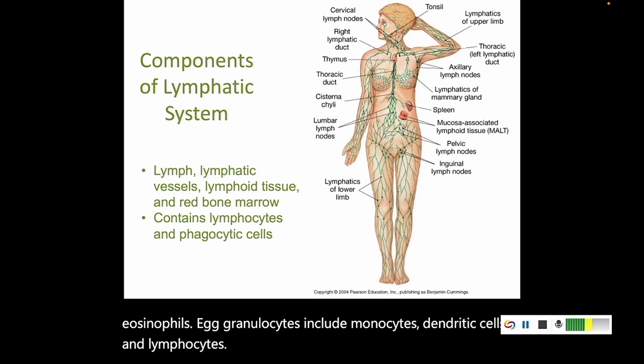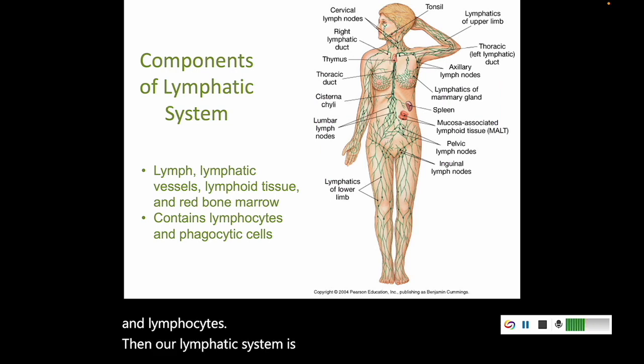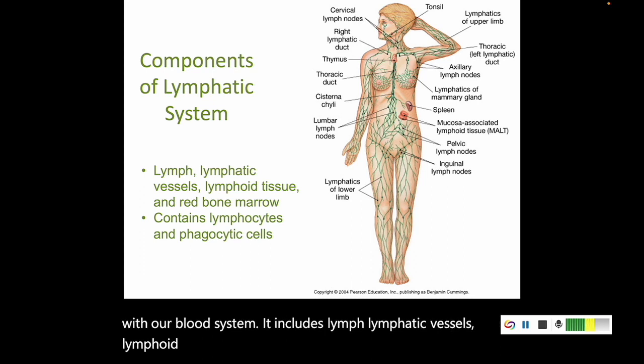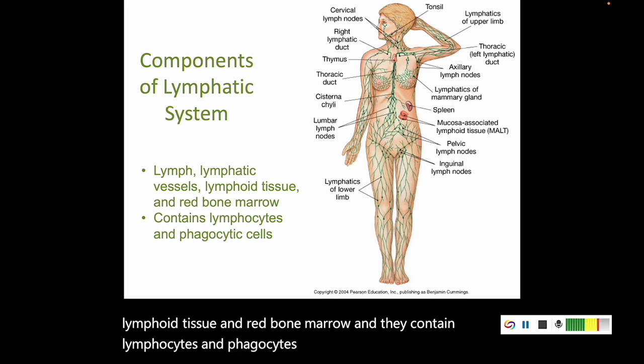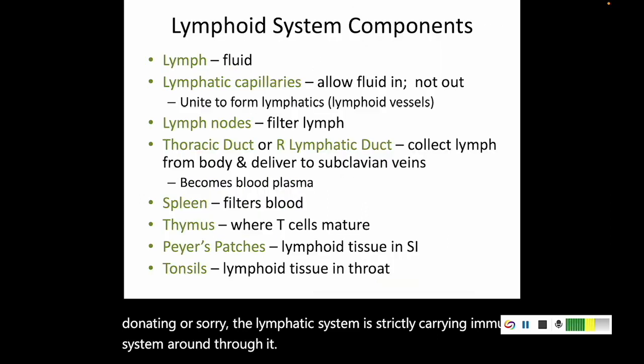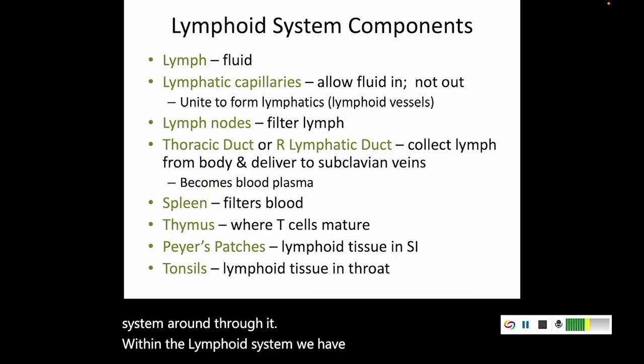Then our lymphatic system is a series of vessels that are associated with our blood system. It includes lymphatic vessels, lymphoid tissue, and red bone marrow, and they contain lymphocytes and phagocytic cells. So it's not strictly just carrying the immune system around through it. Within the lymphoid system, we have lymph, which is the fluid portion of the lymphatics.